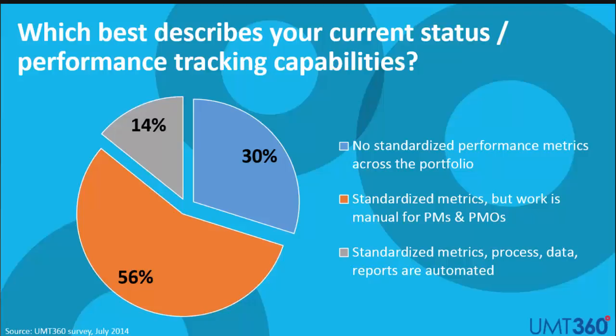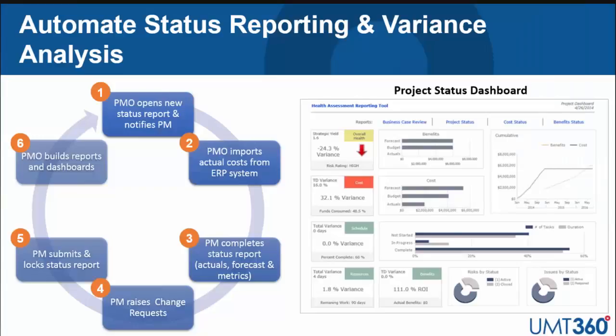So again, we asked this question: which best describes your current status, performance, and tracking capabilities? Of respondents, 30% had no standardized performance metrics across the portfolio, 56% had standardized metrics, but the work was very manual for project managers and PMOs to complete the status reporting process, and only 14% said this process has been automated. So there's a lot of work to do in terms of automating that process so the PMO can spend more time analyzing and taking corrective action versus manually reconciling the information.